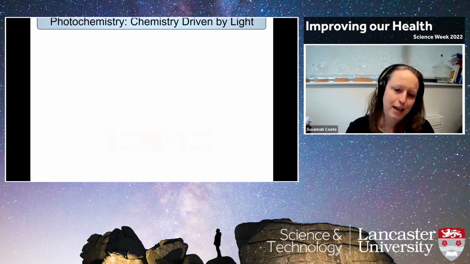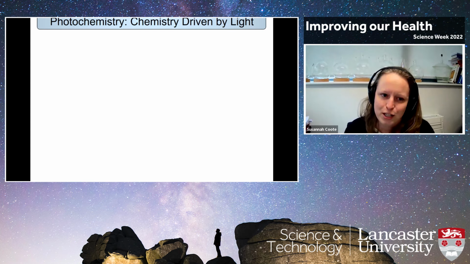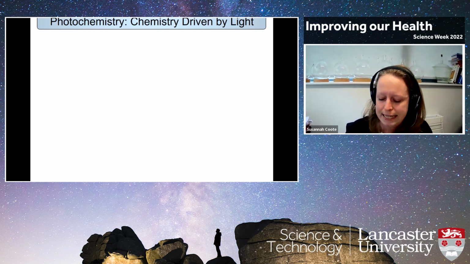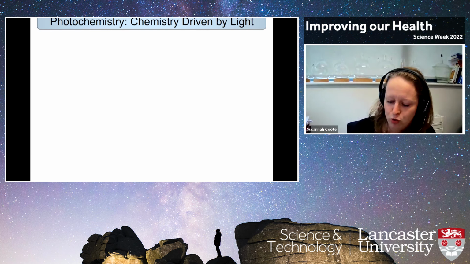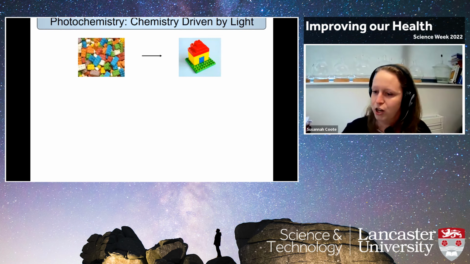So this is chemistry that's driven by light, in particular ultraviolet light in most of the work I do. And photochemistry is very, very underdeveloped. But the advantage of photochemistry is that we can use high energy light to transmit to a starting molecule so that we can make it do chemistry without needing to add things like catalysts or other harsh chemicals to get the reaction to proceed. And so you can think of photochemistry really as taking 2 Lego bricks and sticking them together to form a new compound.